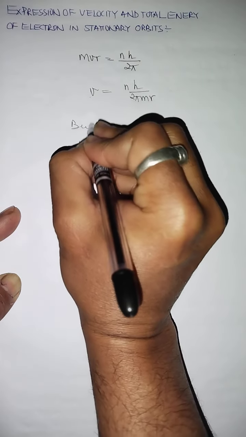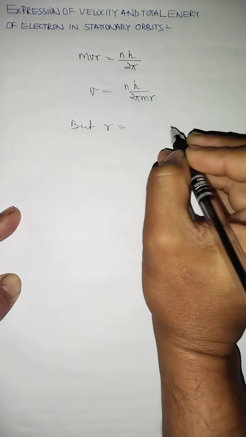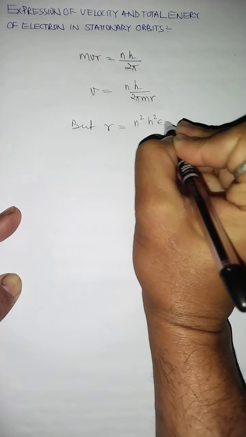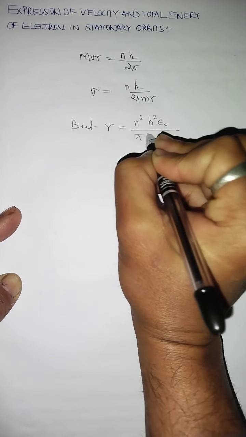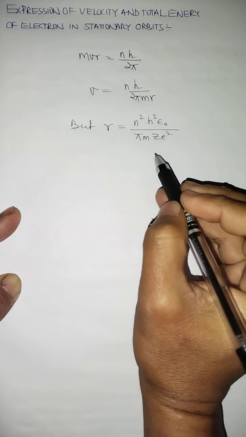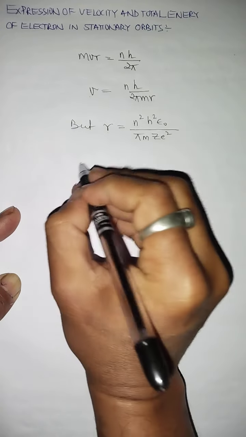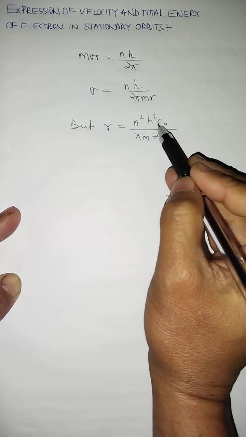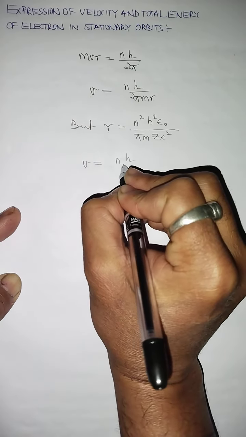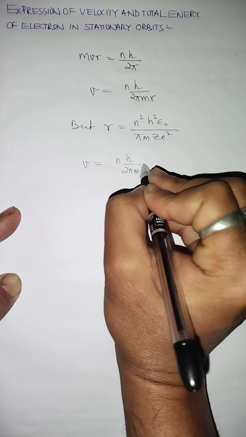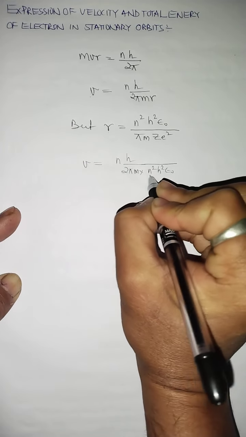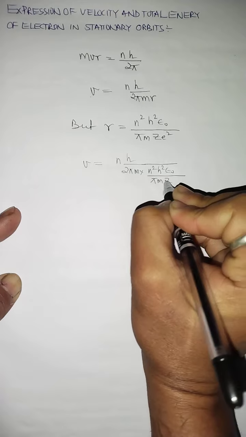But we have already measured the radius of electron in any of the orbits, and you know what is the formula that you learned? That is n square h square epsilon naught by pi m z e square. So this is the expression of radius that we already derived in the last YouTube video. So let me replace this radius in the expression, so that we can measure this velocity even in terms of the atomic number. So v equals nh by 2 pi m into r, but what is r out here? n square h square epsilon naught whole divided by pi m z e square.